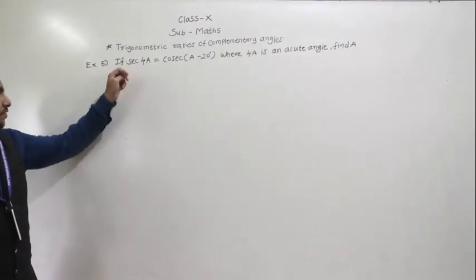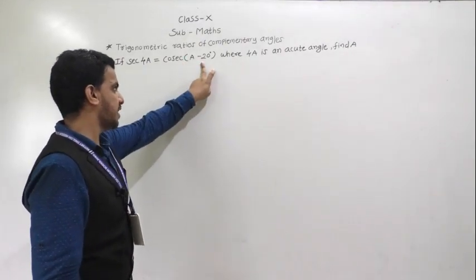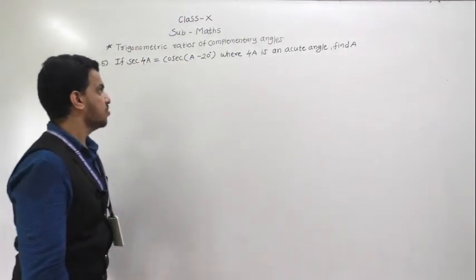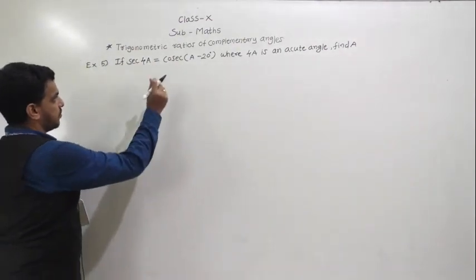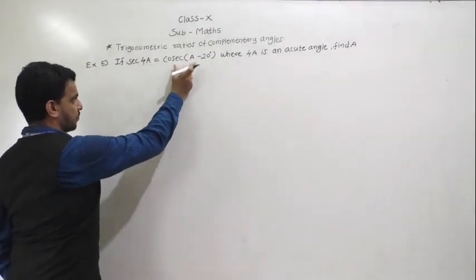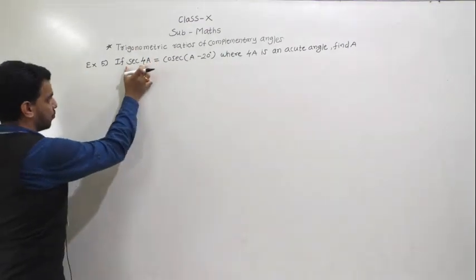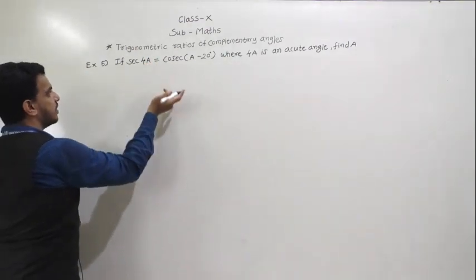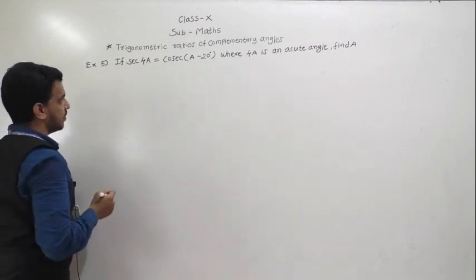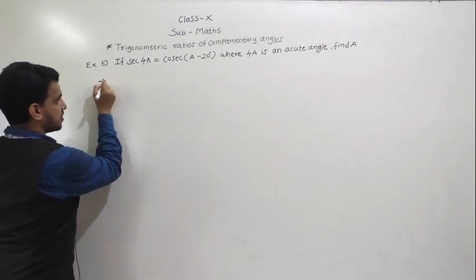The next example is: if sec 4a is equal to cosec of (a minus 20 degree), where 4a is an acute angle, find a. This type of example we solve this way. Suppose sec 4a is equal to cosec of (a minus 20 degree) is given. So this sec 4a we can convert into cosec. How do we convert? Sec (90 minus theta), we know that it is cosec theta. So here we start from this.